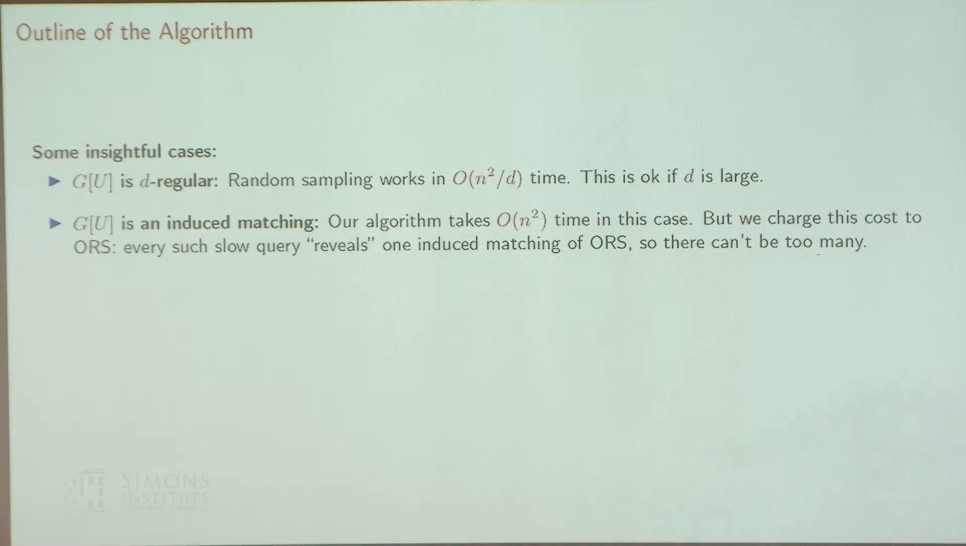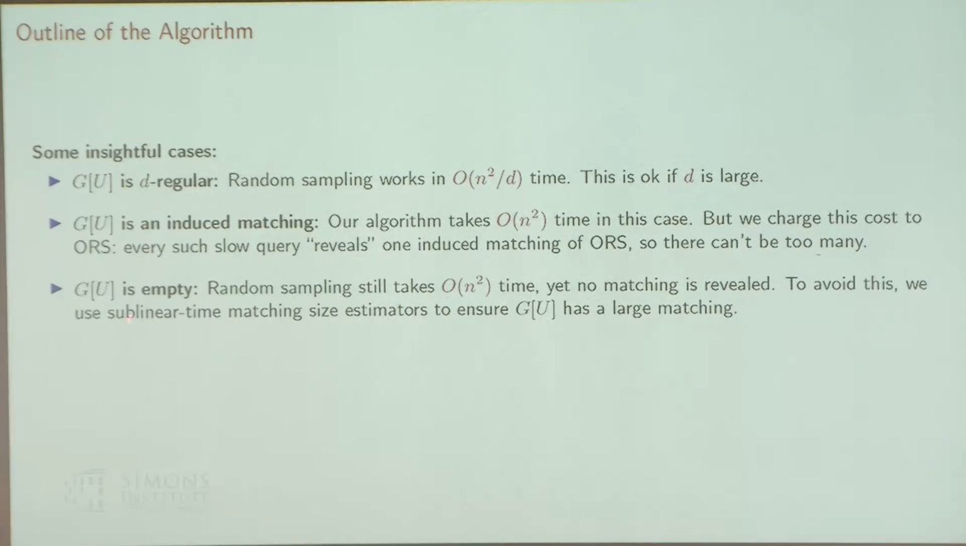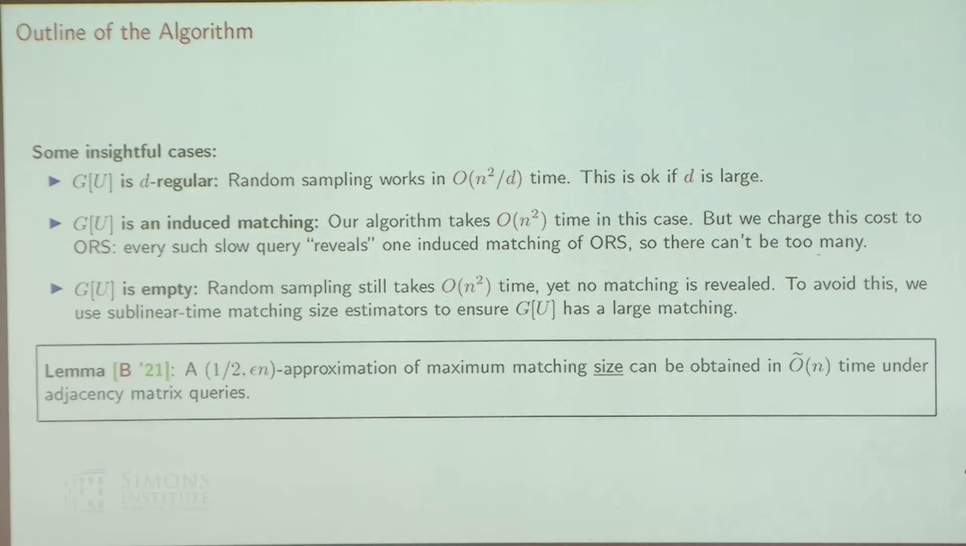And another case is when G[U] is empty. Random sampling still takes n squared time. It's still slow, but we don't have anything to charge to. So we don't really want to spend n squared time in this case. To avoid this, we use sublinear time matching size estimators. So we first verify whether there exists a large matching. And if there is not a large matching, we don't actually spend too much time. And this can luckily be done really fast. If you care only about the size of the matching, we can do this in order n time for, say, a half approximation. This is a result I had back in 21.